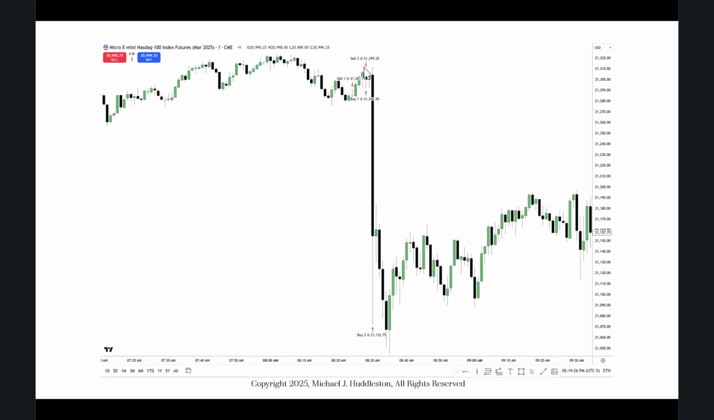And then it breaks aggressively lower after entering 3 contracts of the micro. And then I took my profit down here just in the same 1 minute interval. So in 1 minute, it was like $1,000, just like bang, just like that, using micros.